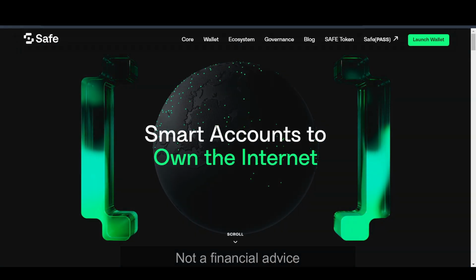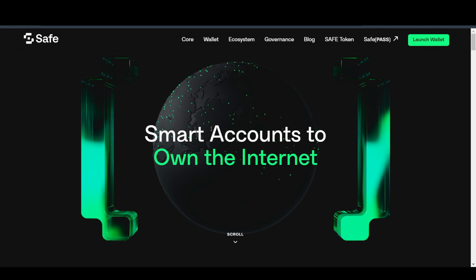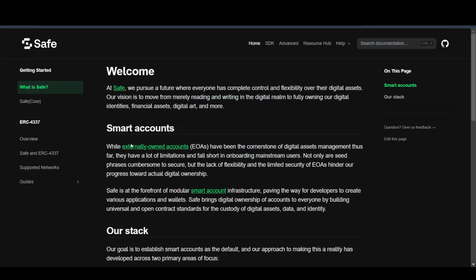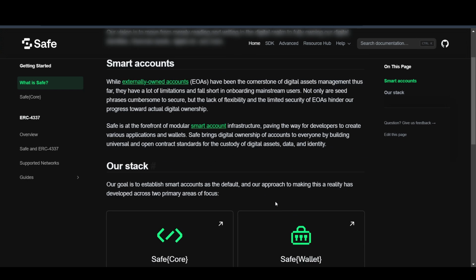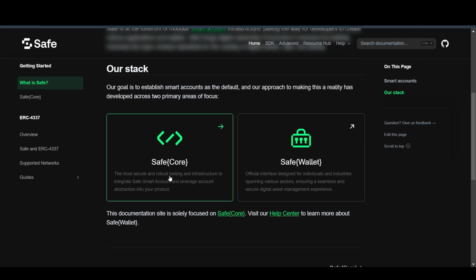Safe is basically a smart accounts platform. They are the advanced form of EOAs, or externally owned accounts, which we have today. Safe is at the forefront of the modular accounts infrastructure, paving the way for the developers to create various applications and wallets. Safe brings digital ownership of the account. So basically they have two products. The first one is called Safe Core, and they have Safe Wallet.